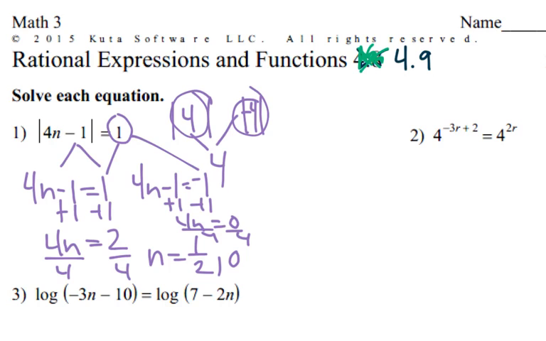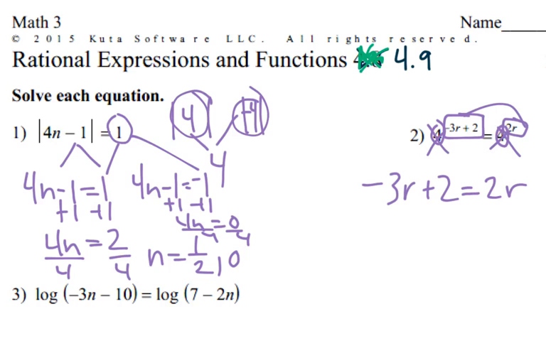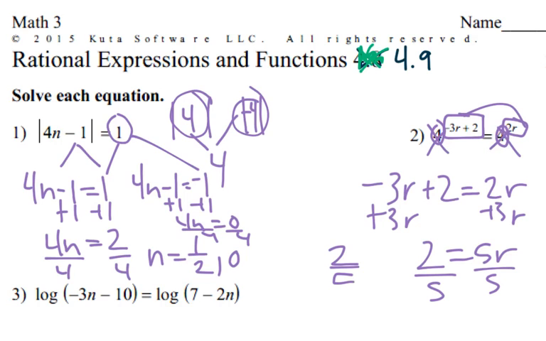Now remember, when we're dealing with exponentials, you look for the same base. If you have the same base, then we know their exponents have to be the same, so you get rid of the bases and just deal with the exponents. If the bases weren't the same, we'd have to search until we could get the same base. So then I could add 3r, giving me 2 equals 5r, divide by 5, and we get 2/5 equals r.